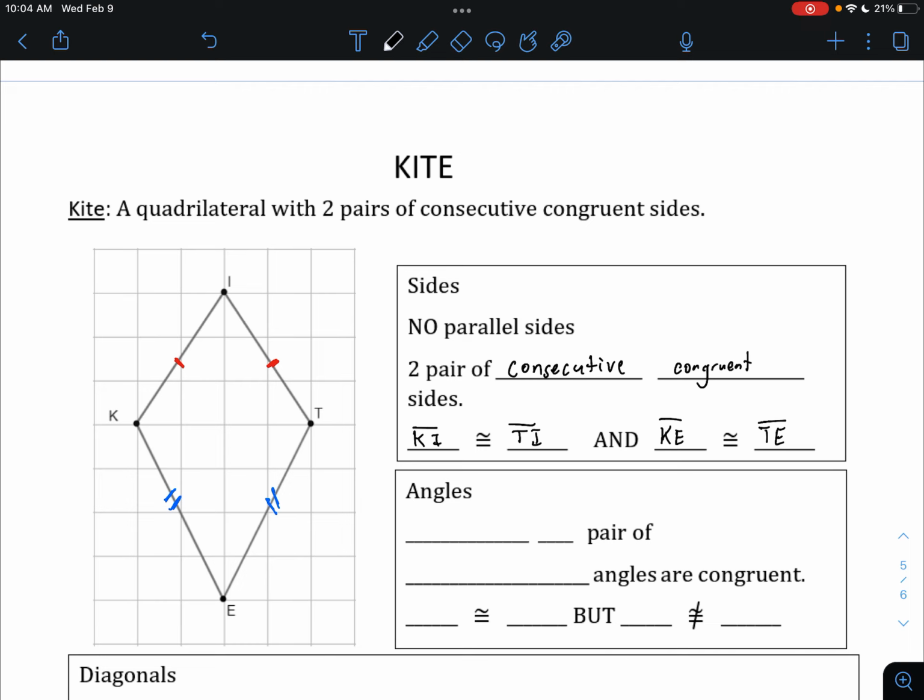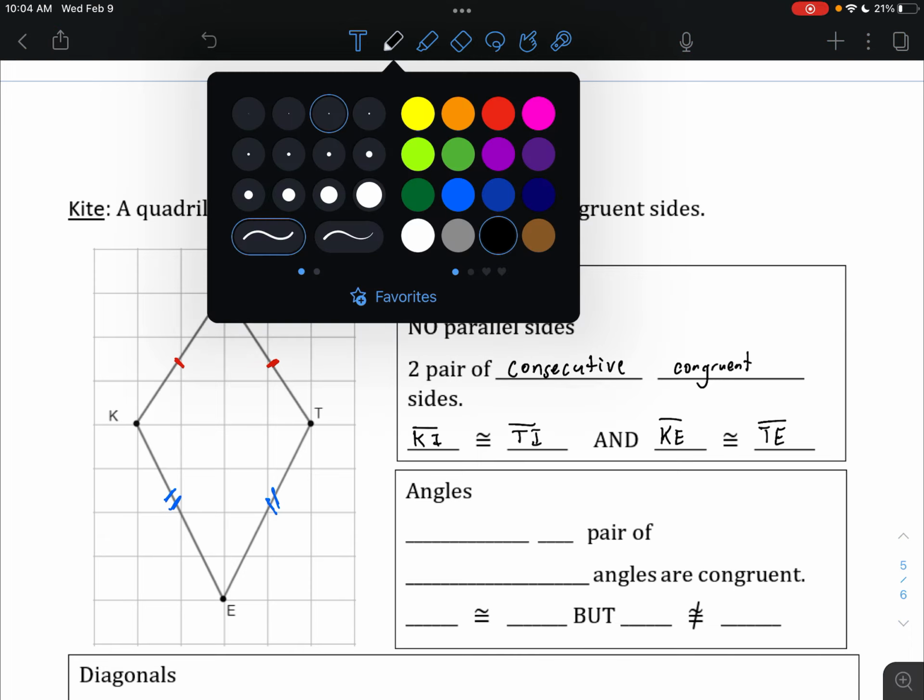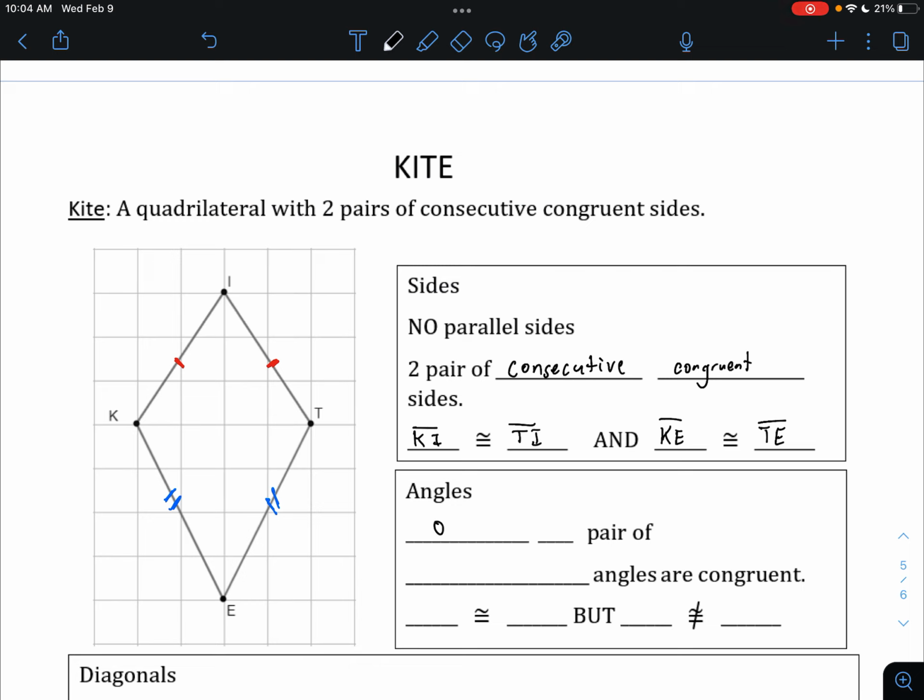Now, parallelograms, with their two congruent sets of sides, also have 2 congruent sets of angles. Kites only have 1 congruent set of angles. So they have only 1 pair of opposite angles that are congruent. Now, I want you to pause the video and see if you can guess which angles are congruent. There's only 1 set. I want you to see if you can figure that out.